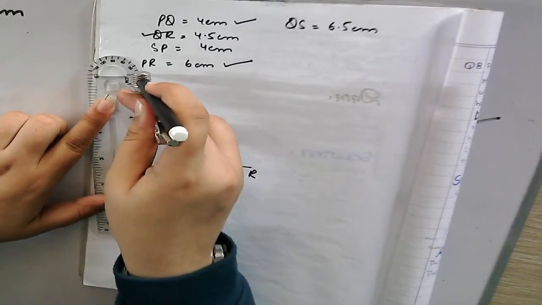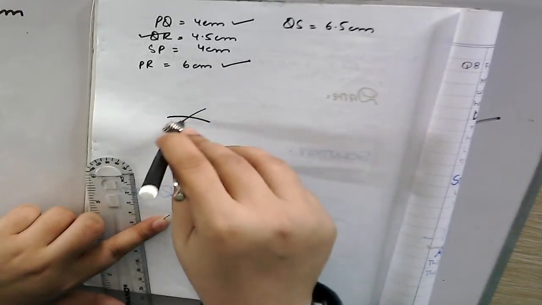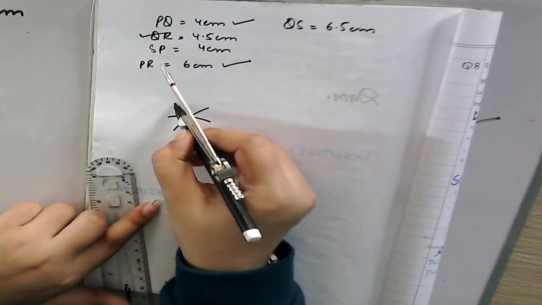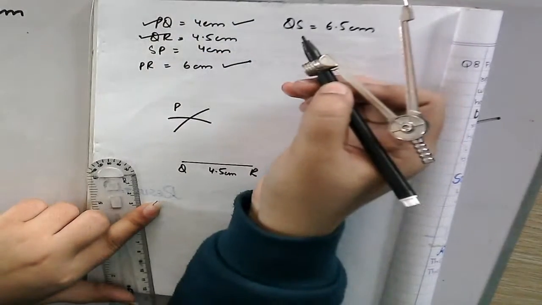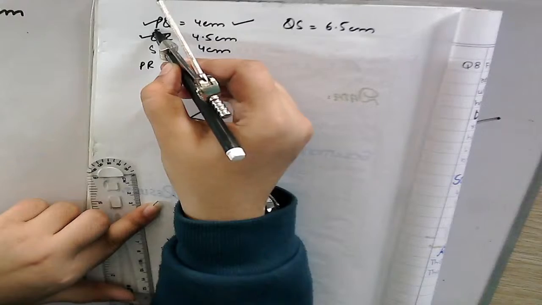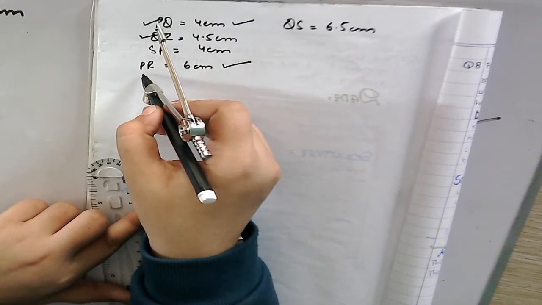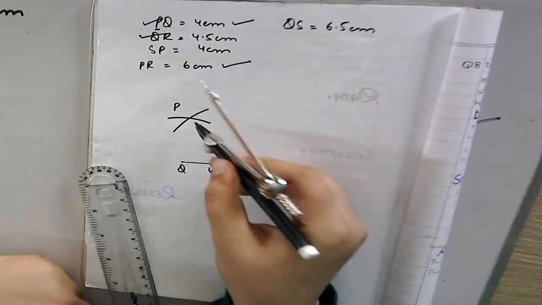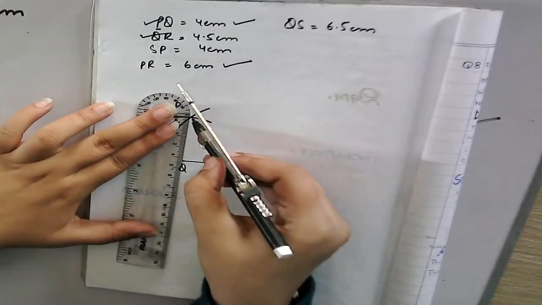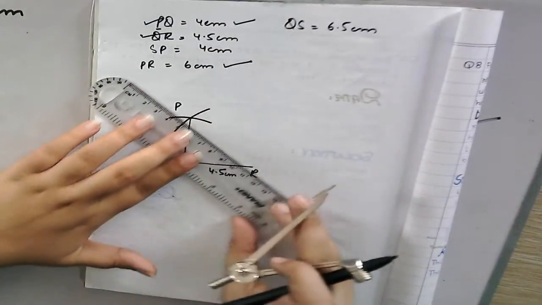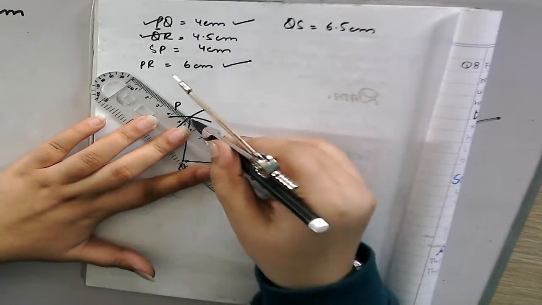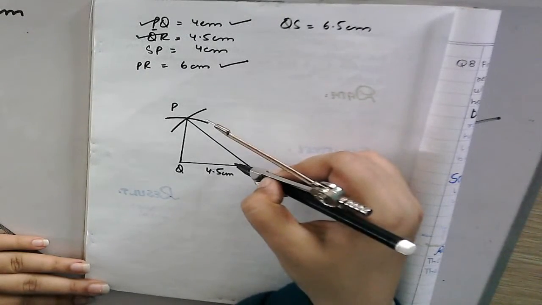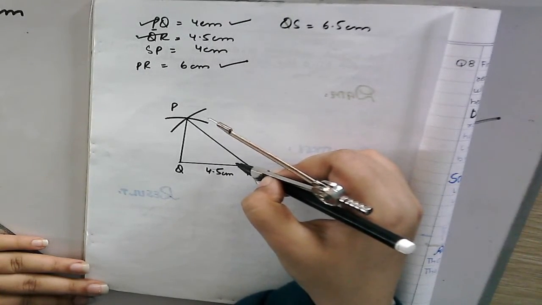So from point R, you have to intersect the arc. Basically, students, we are marking point P. So name it as P. PQ is given, which is 4 centimeter, and related to P there is another measurement which is 6 centimeter. So from point R you have to mark 6 centimeter. Now join the points PQ and PR. After that, it is a triangle, but we have to make a quadrilateral.